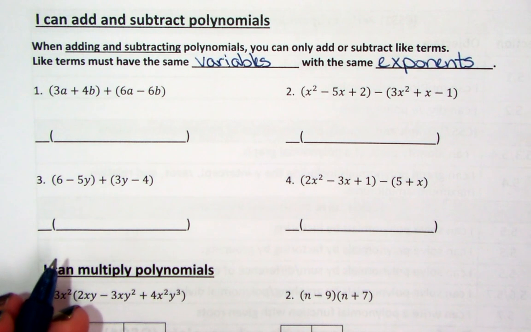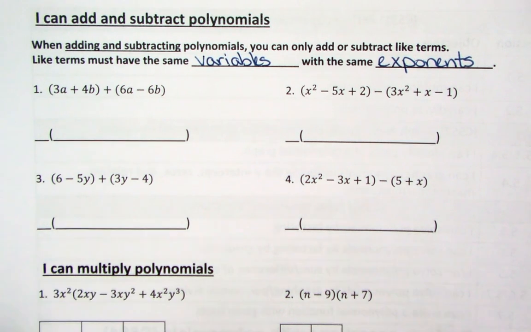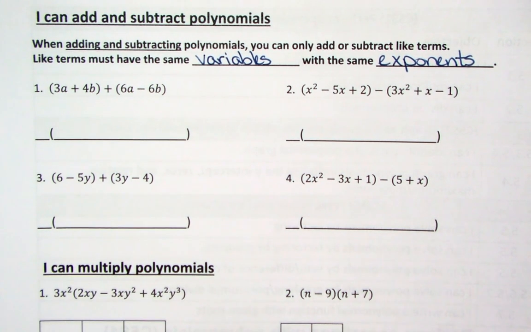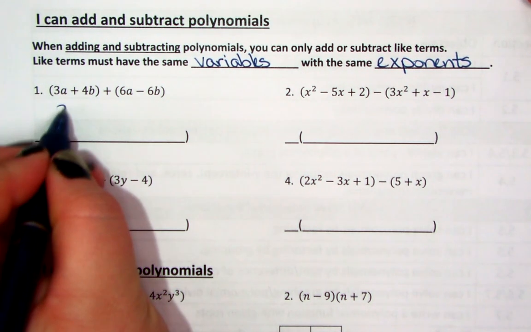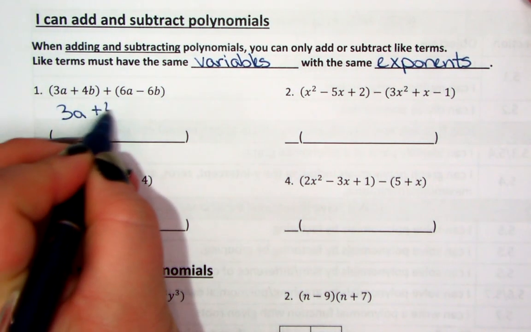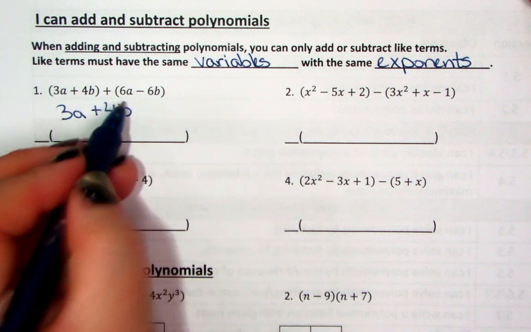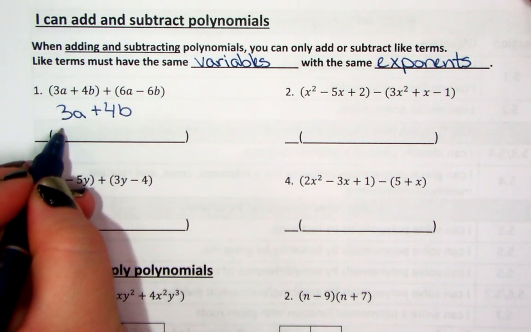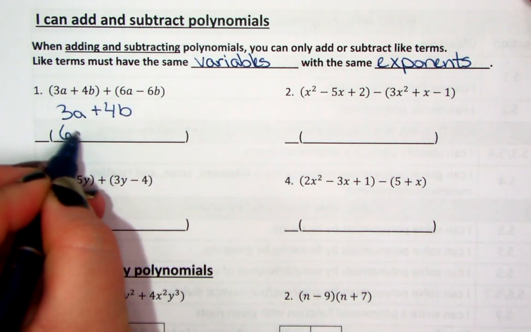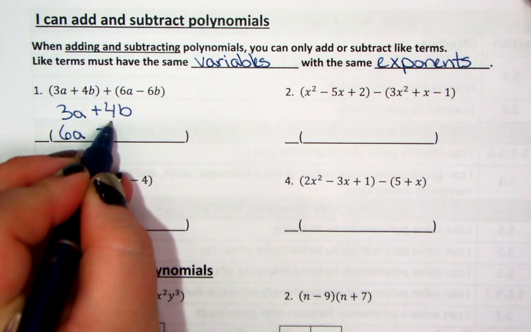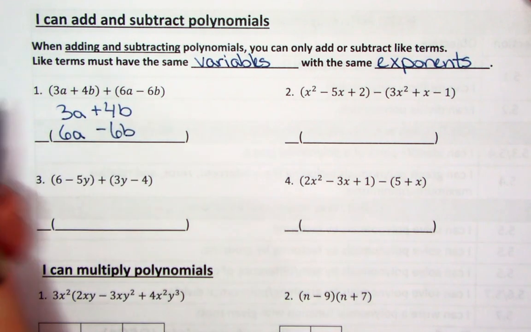And what I like to do when I'm adding and subtracting polynomials is I like to line up the like terms so that I can combine them easier. So I write the first polynomial down, and the second polynomial gets lined up with its like terms. So 6a goes underneath the a, negative 6b goes underneath the b.